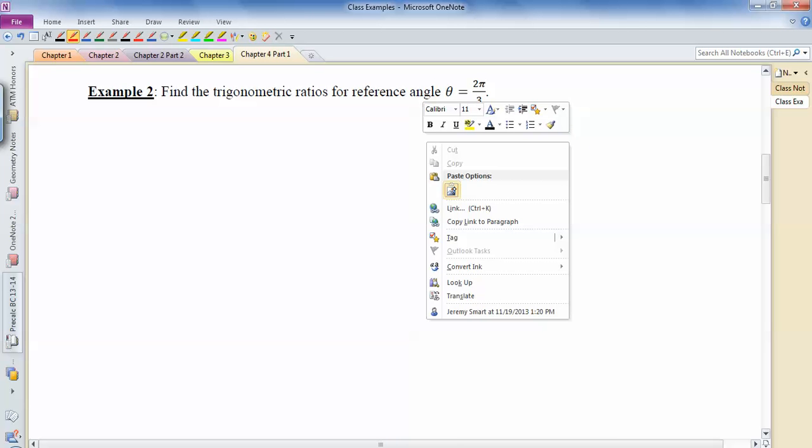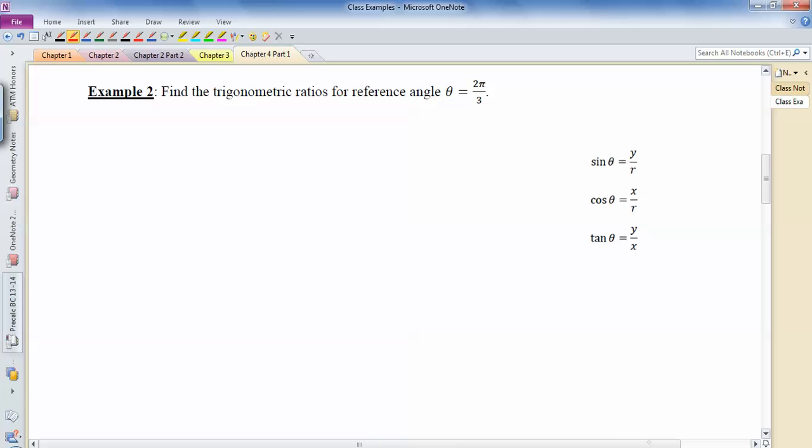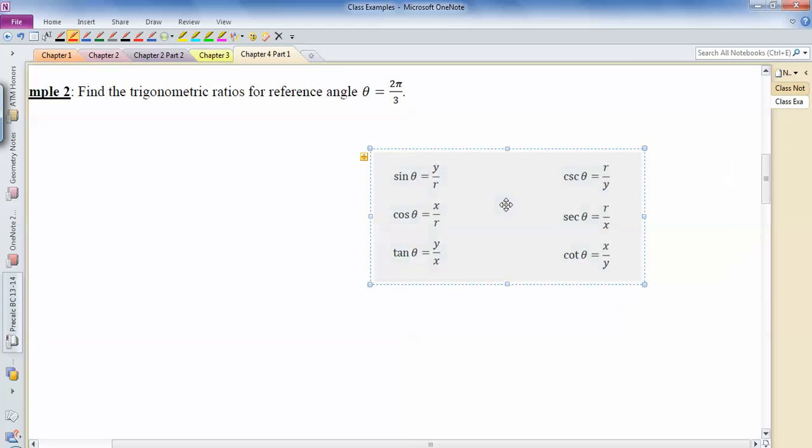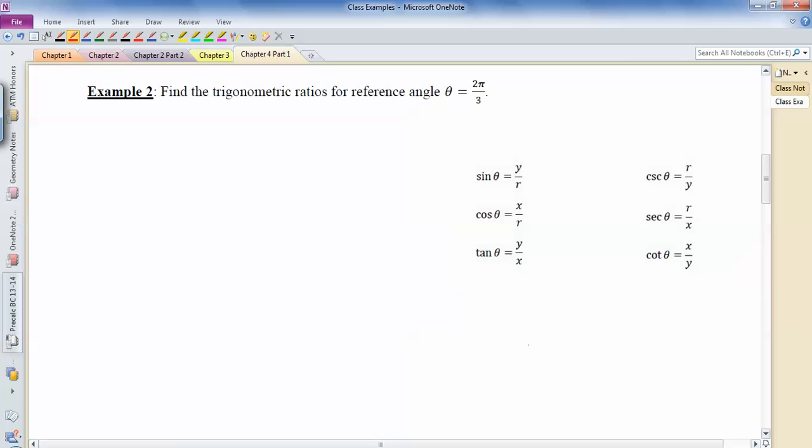Let's see, do I still have this pasted here? Yeah. All right. And these were the definitions for sine, cosine, and tangent based on any circle that you have, and cosecant, secant, cotangent. So let's figure out 2 pi over 3. If I draw a circle here.